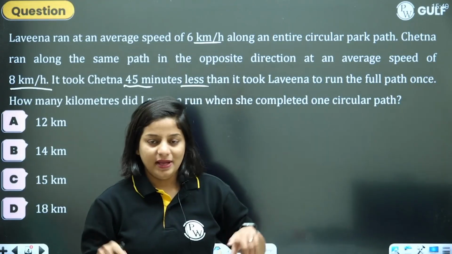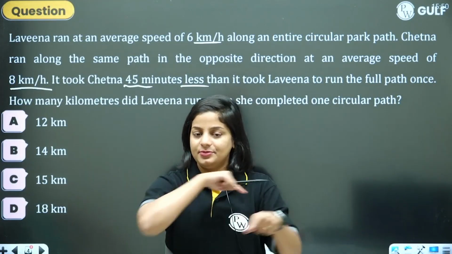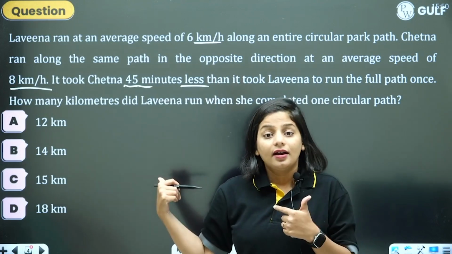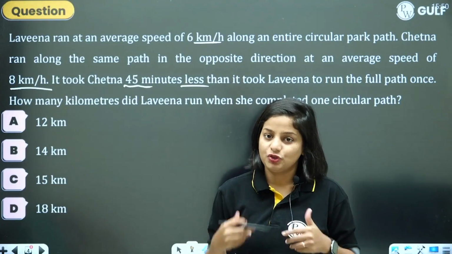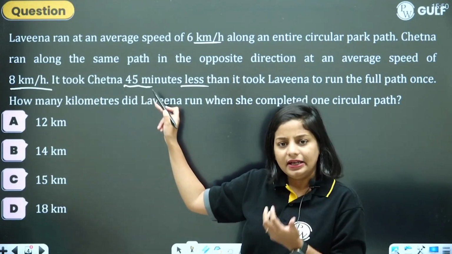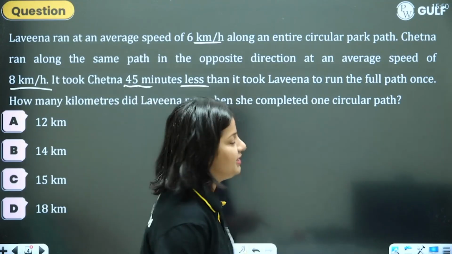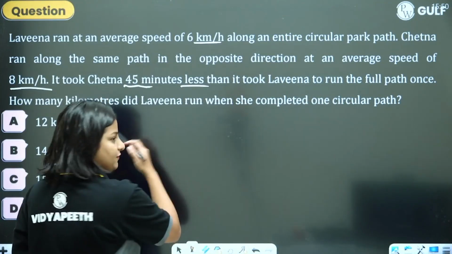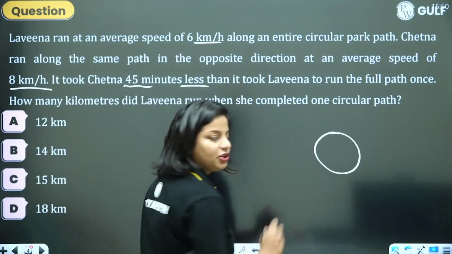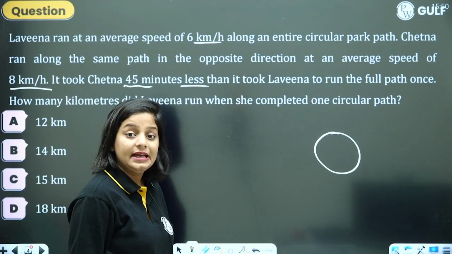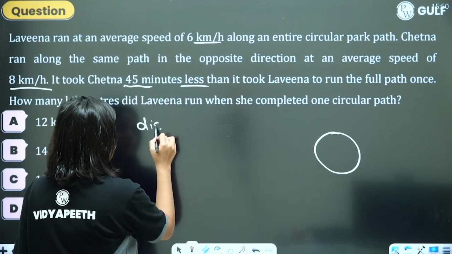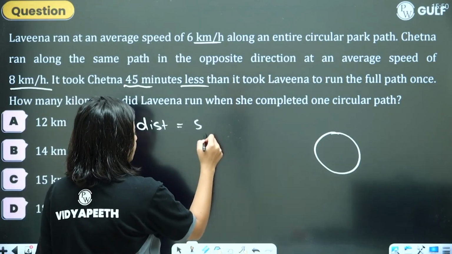Okay, so basically both of them are running the same circular path. Lavina has a speed of 6, Chetna has a speed of 8. Because of the higher speed, she covers it in less time, 45 minutes less than what Lavina takes. The distance for both of them is equal because both are covering the same circular path. So the distance is going to be the same. Distance is speed into time.